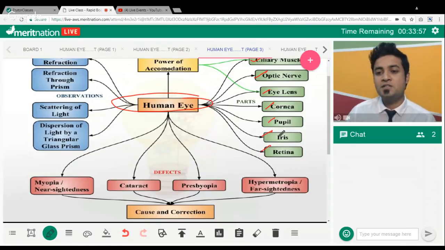But the crystalline lens is made up of some jelly material. The crystalline lens is not an actual lens, it's not made up of glass.